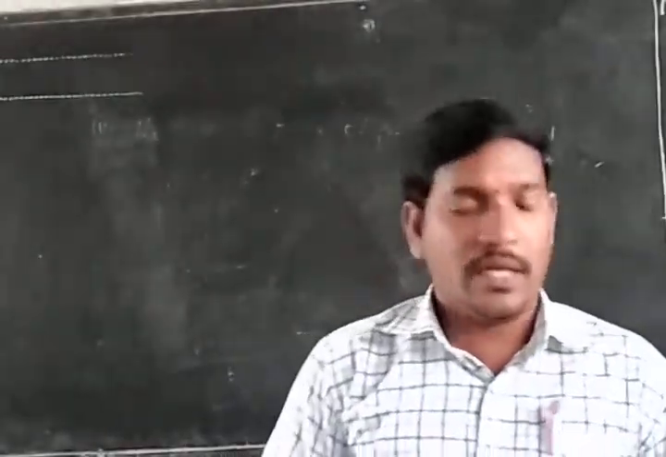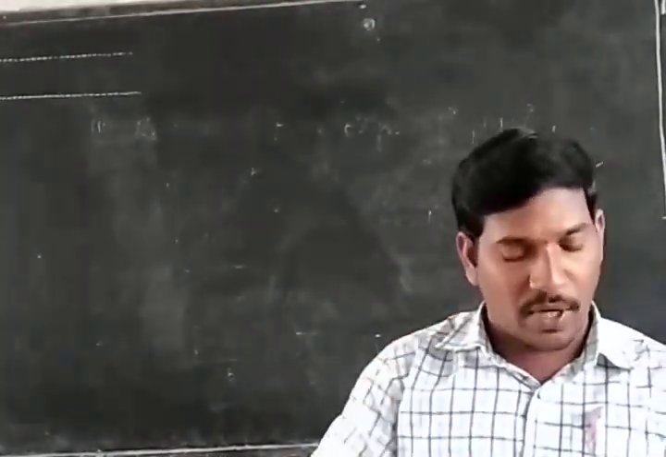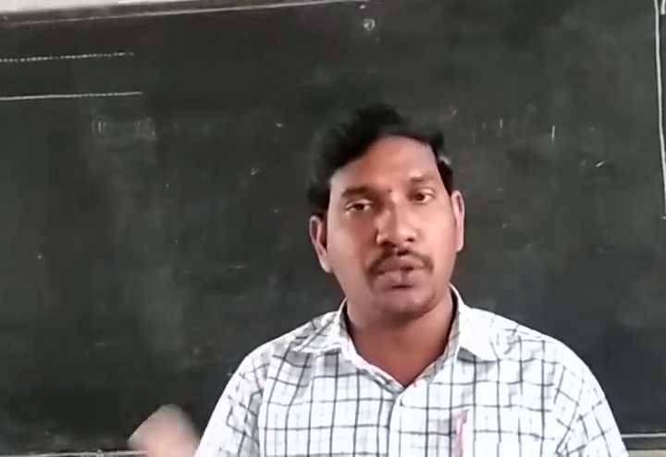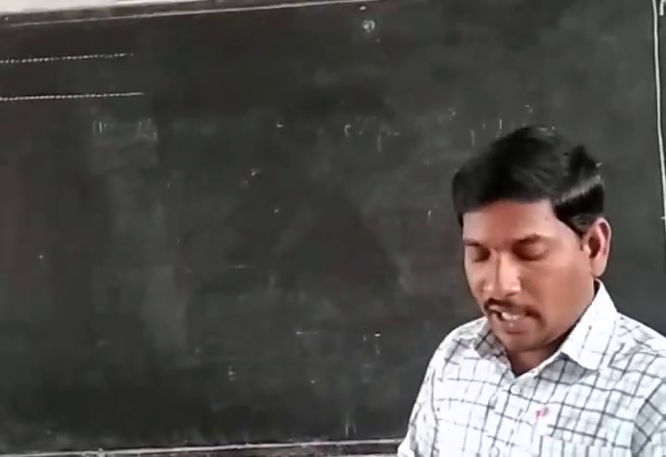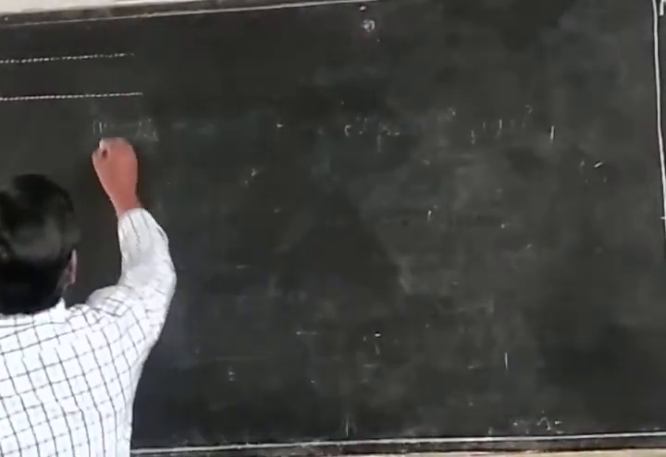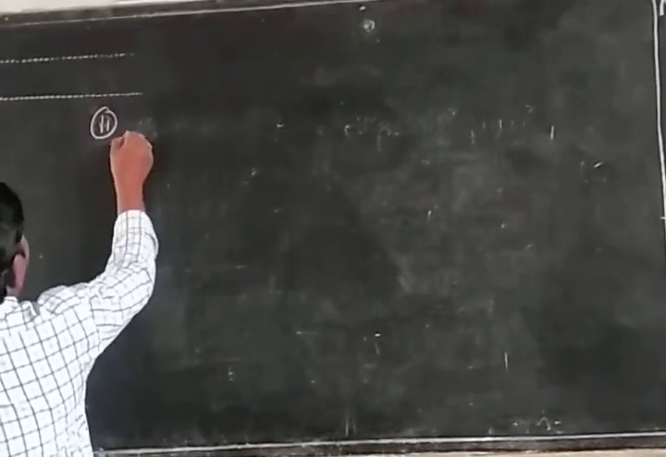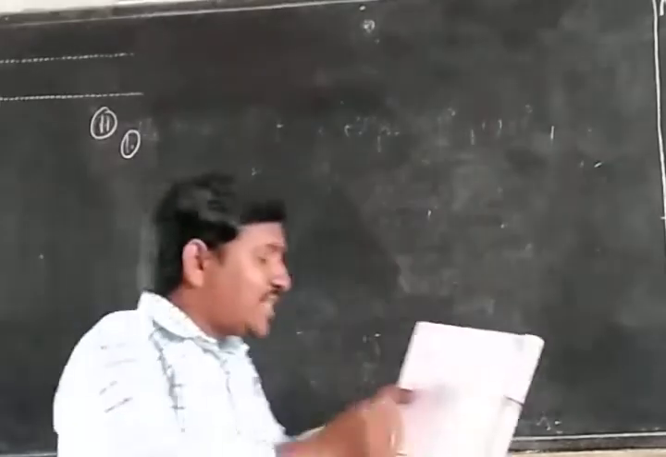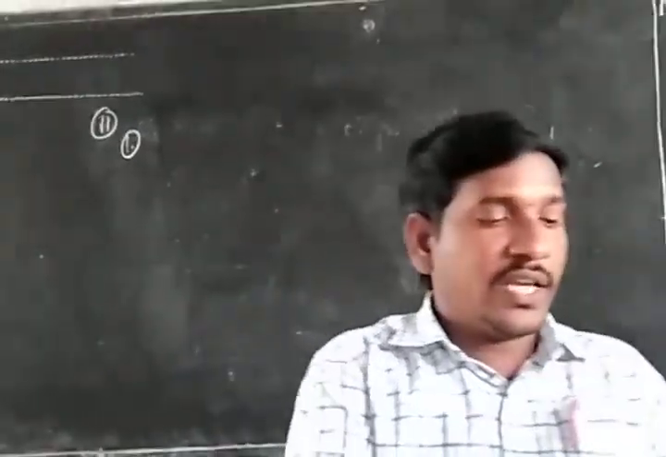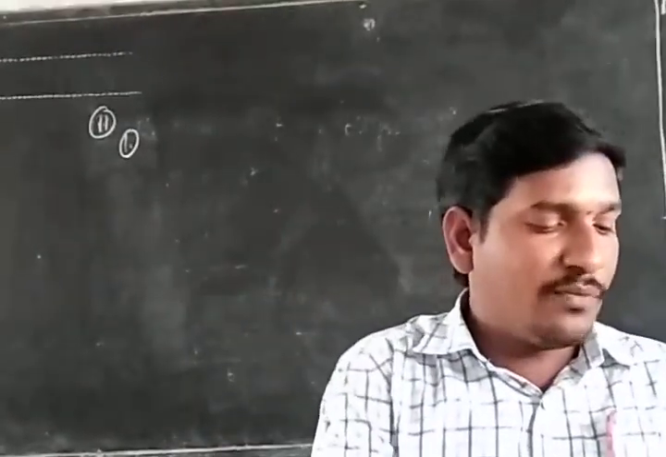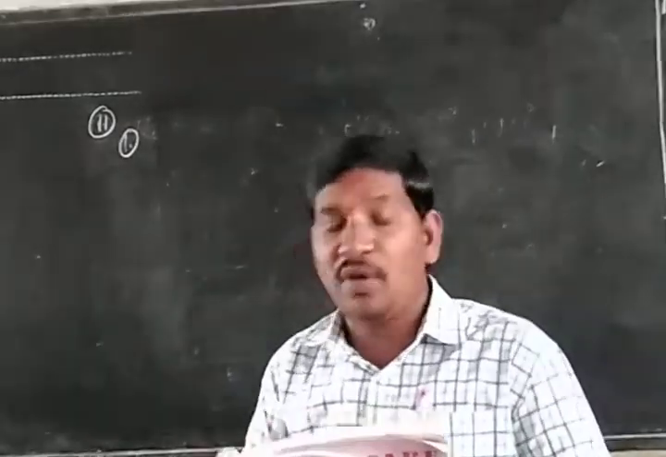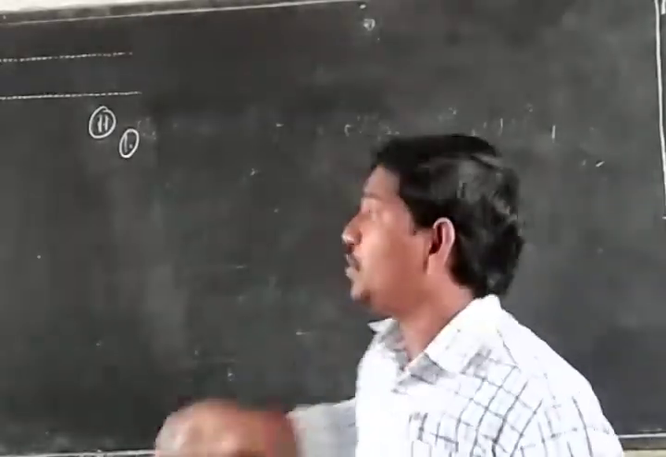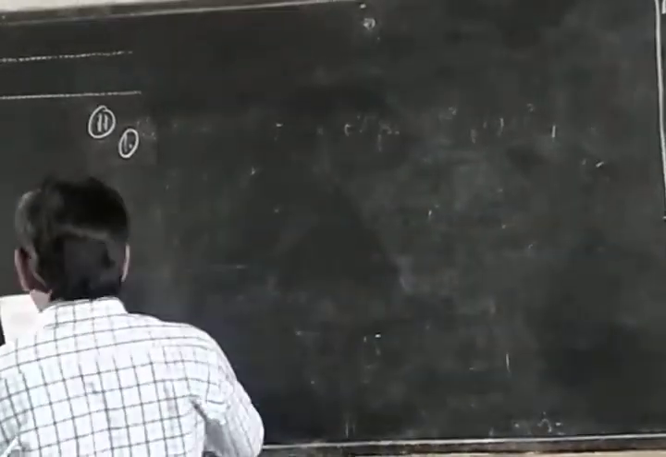Okay, in 11th, matrix match type. So I am doing only one problem; the remaining 2, 3, 4 you can do as usual. In column 1 ellipses are given, in column 2 vertices are given. So I am doing only one problem, the remaining problems you have to do.